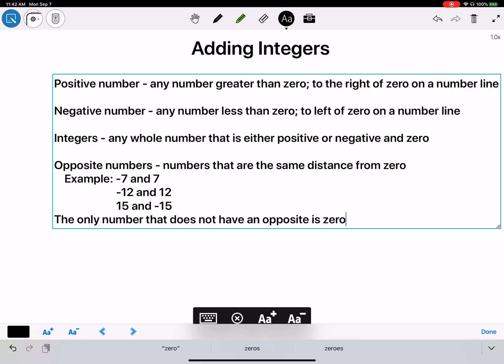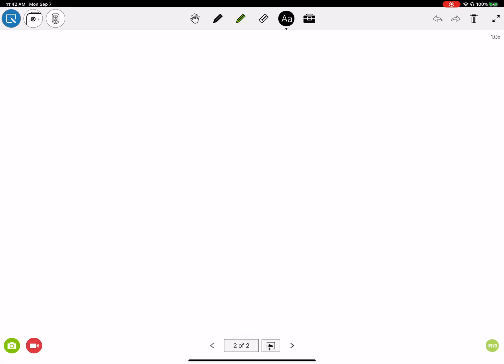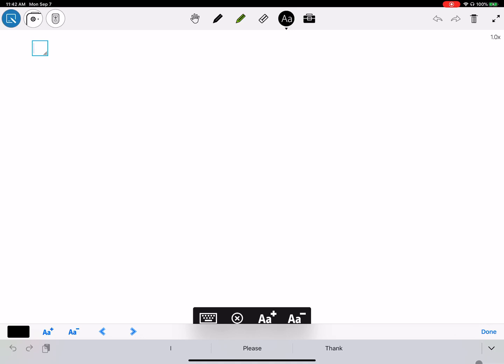All right, so today we're actually going to talk about adding integers. So when we're adding integers, there are a few things that we need to take note of. Okay, there's a few things that we really need to notice. So the first thing is going to be, if we have like signs, okay? If we have like signs, what does that mean?